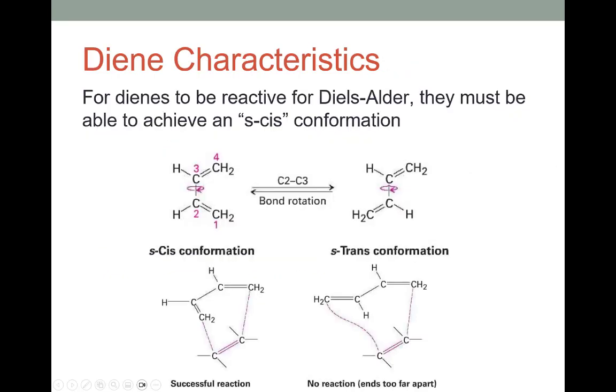The diene itself has to be able to form what's called this s-cis configuration or conformation. Of course, the bond between carbons 2 and 3 is a single bond, and so we can imagine it rotating.